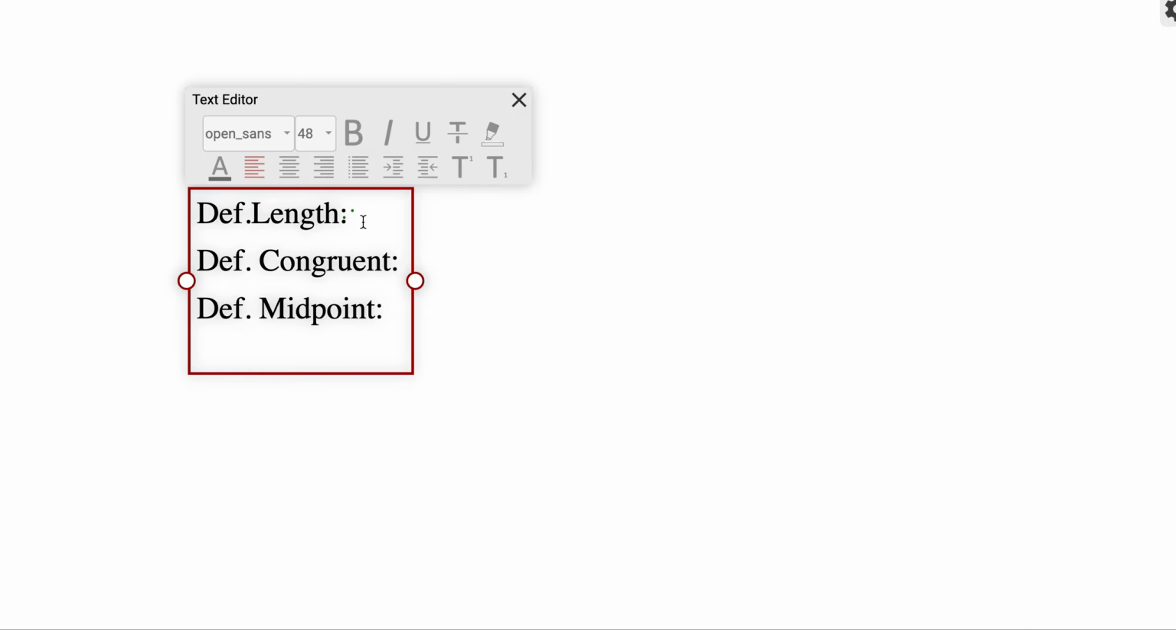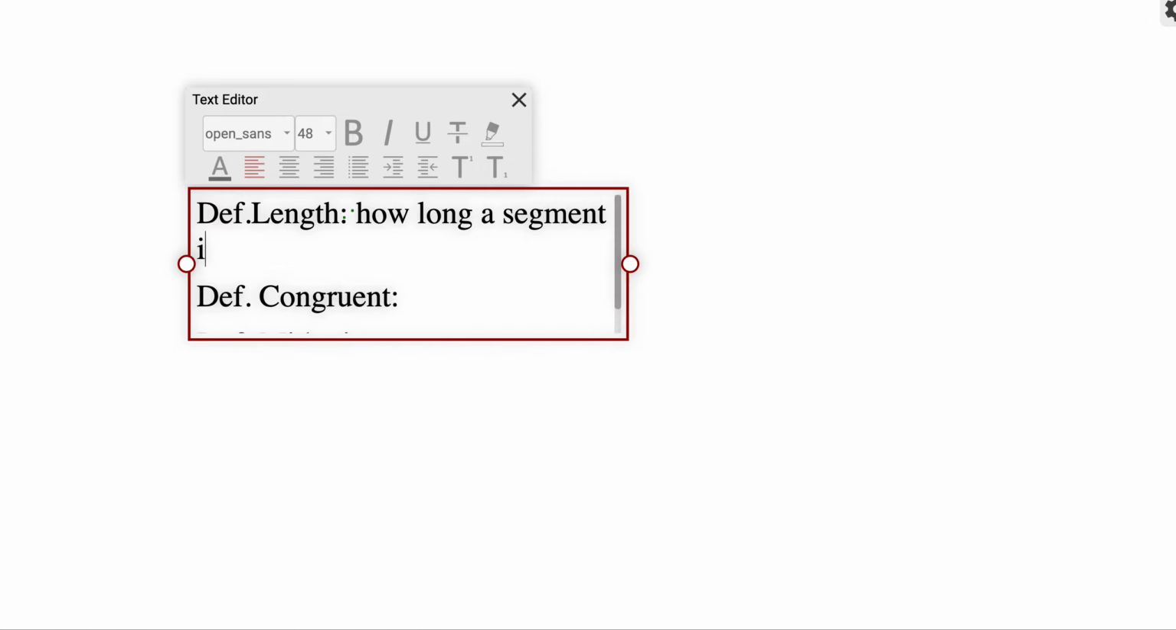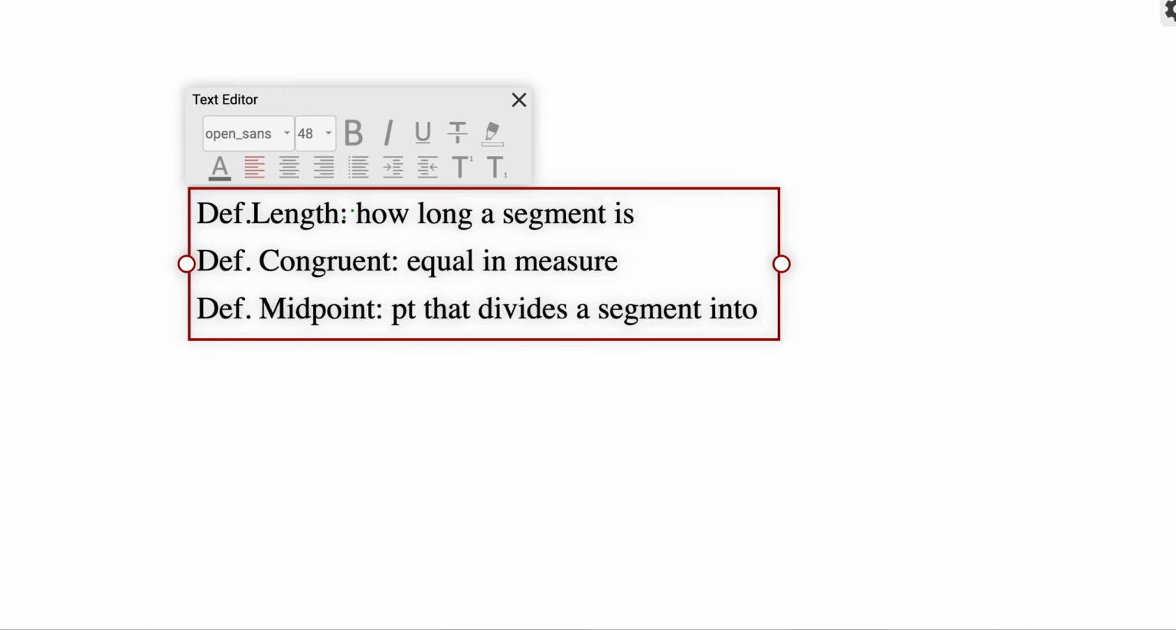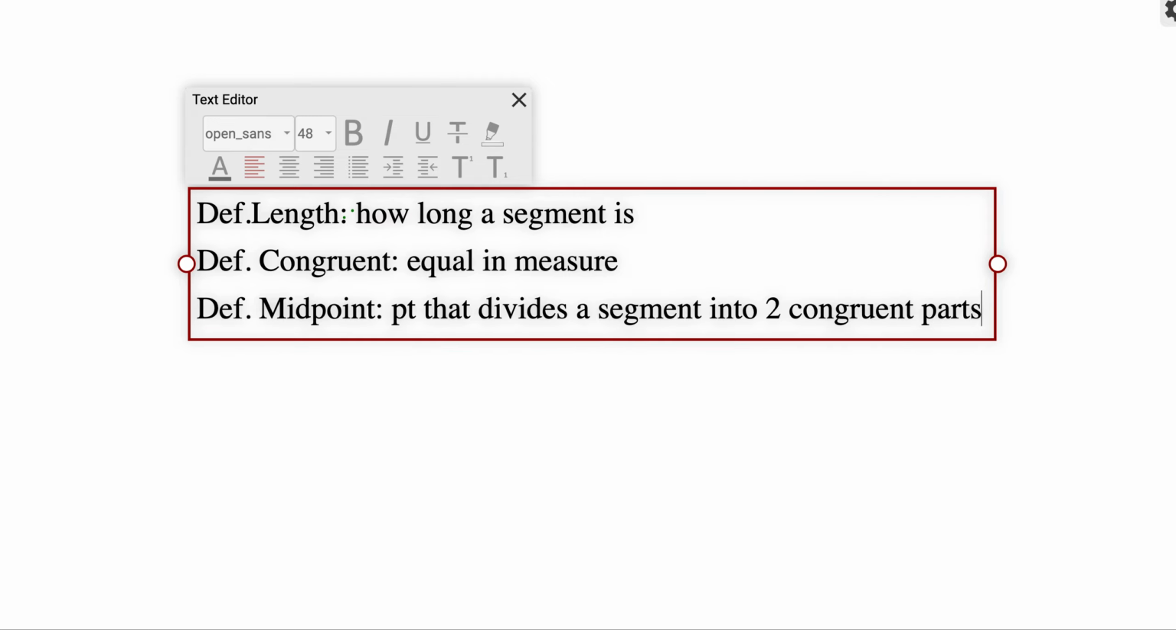But we also have a length. We need to define congruent and midpoint. So I'll type in some things for those as well. So we got length here, how long a segment is. Congruent means equal in measure. Midpoint is a point that divides a segment into two congruent parts. All right?